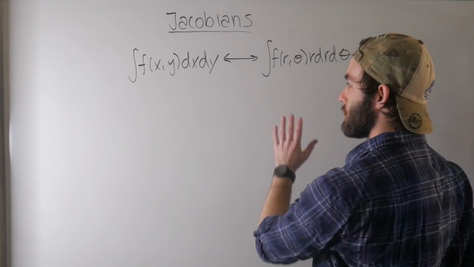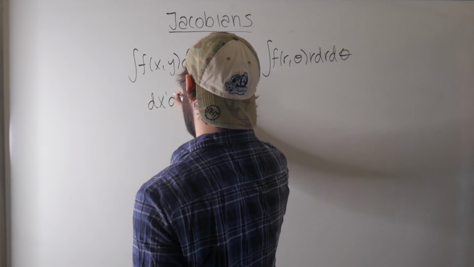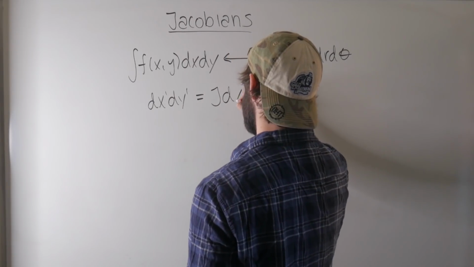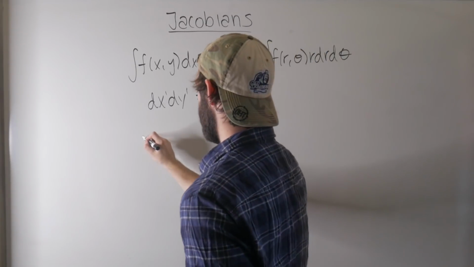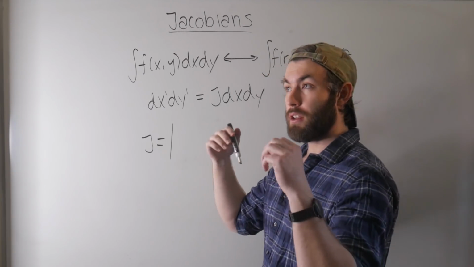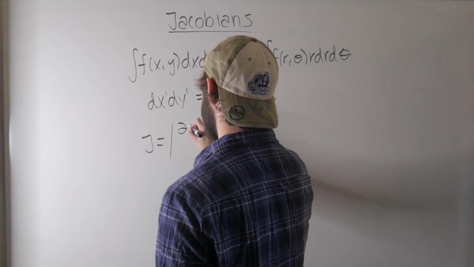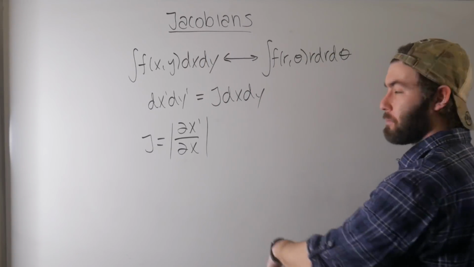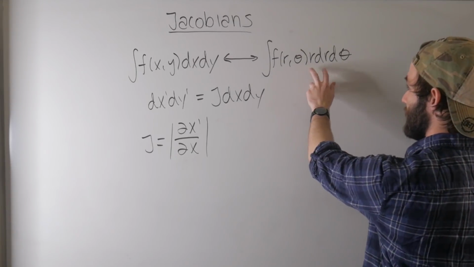And the way that we do this transformation is we take our new set of coordinates, say dx' dy', which is equal to the Jacobian times dx dy. And the Jacobian, J, is equal to the determinant of the matrix we build out of differentiating our new variable with respect to the old variable, so dx' over dx. So we're picking on polar coordinates. Let's do this as a quick example for polar coordinates to see if we get this at the end.